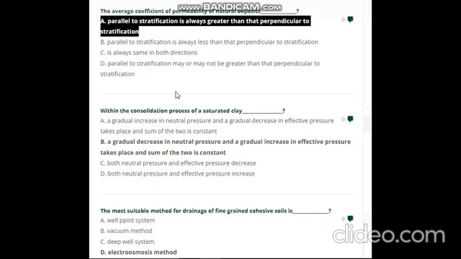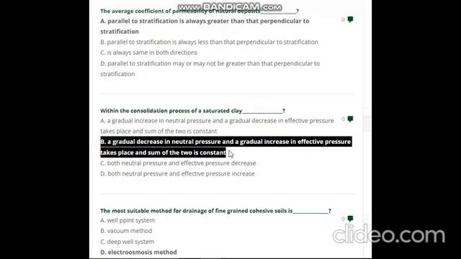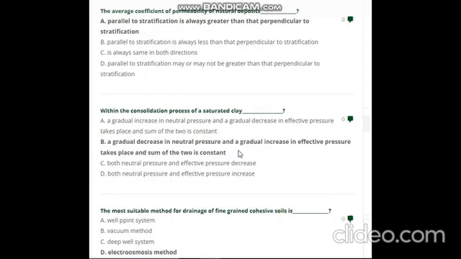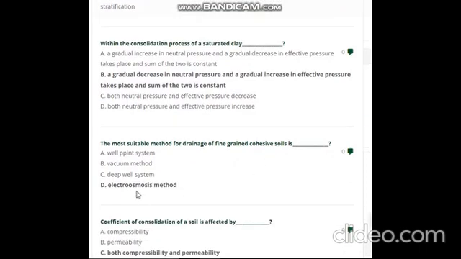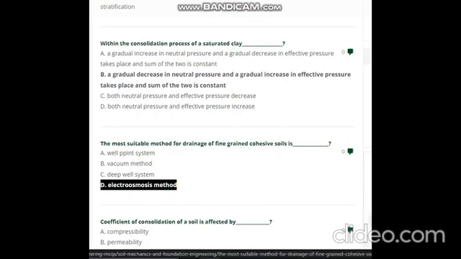Within the consolidation process of a saturated clay, B answer, a gradual decrease in neutral pressure and gradual increase in effective pressure take place and the sum of the two is constant. The most suitable method for drainage of fine grained cohesive soil is the electro-osmosis method.